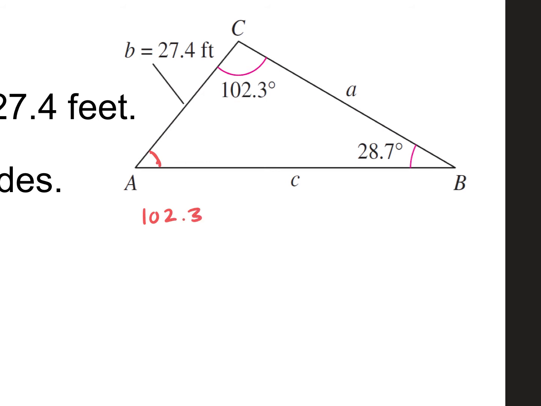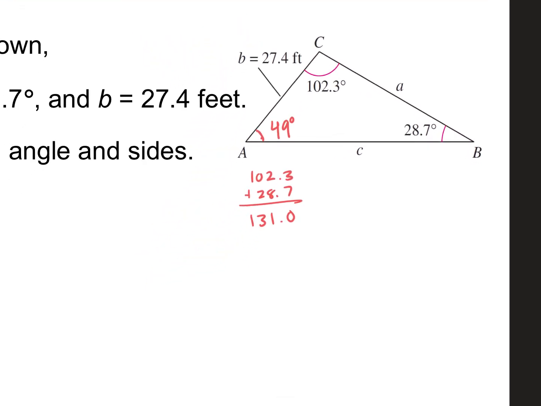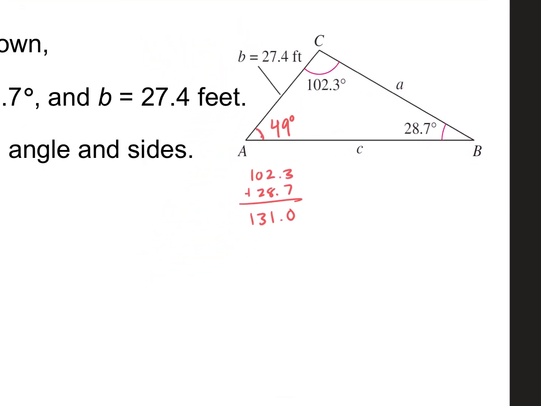You will need a calculator, yes. So 102.3 plus 28.7 is 131. Then 180 minus 131 is 49. So we didn't even need to use any formula to solve, because we know all 3 angles add up to 180.